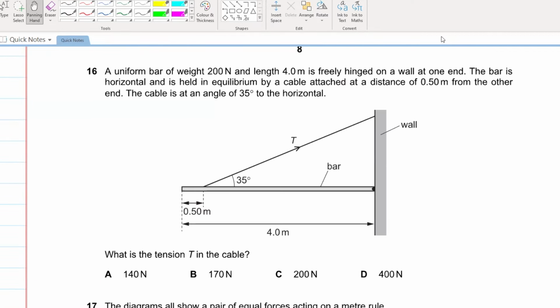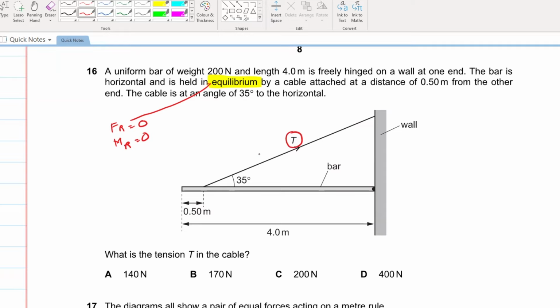Any questions? A uniform bar of 200 Newton and length 4 meters is freely hinged on a wall at one end. The bar is horizontal and is held in equilibrium. What does the word equilibrium mean? It means that resultant force will be equal to 0 and resultant moment will also be equal to 0. By a cable attached at a distance of 0.5 meters from the other end. The cable is at an angle of 35 degrees to the horizontal. What is the tension T in the cable? You have to calculate tension T in the cable.